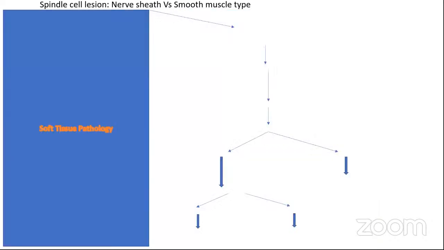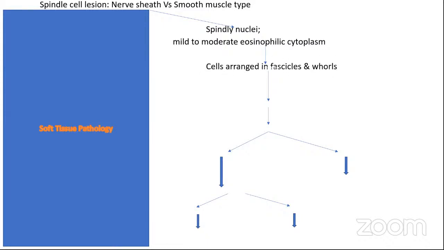On the other hand, when you are thinking of a smooth muscle type tumor, yes, they would have spindly nuclei and mild to moderate eosinophilic cytoplasm, and cells arranged in fascicles and whorls. So this is the time when you're thinking of smooth muscle tumors. And if you open textbooks and read classifications of smooth muscle cell tumors or leiomyomas, there are around 15 to 20 subtypes of leiomyomas described. And then there is something known as STUMP, and then there is something known as leiomyosarcoma.